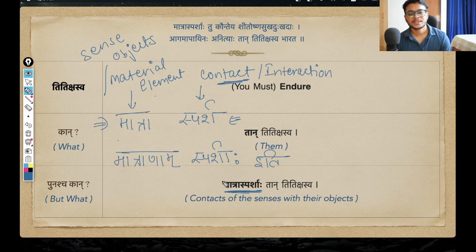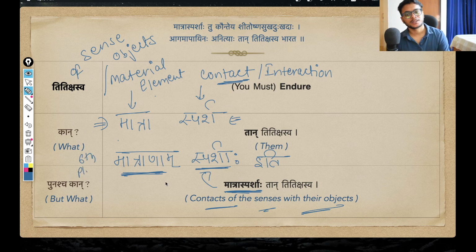So basically with this samasa I am trying to convey that matranam sparshaha iti matra sparshaha: the contacts of the sense objects, or I can rephrase it as the contacts of the senses with their objects. Matranam simply means of the sense objects. This is the Shashti Vibhakti, the sixth case plural form, right? Matra changing into matranam, and sparsha, contact, in the plural, sparshaha. So matranam sparshaha iti matra sparsha.